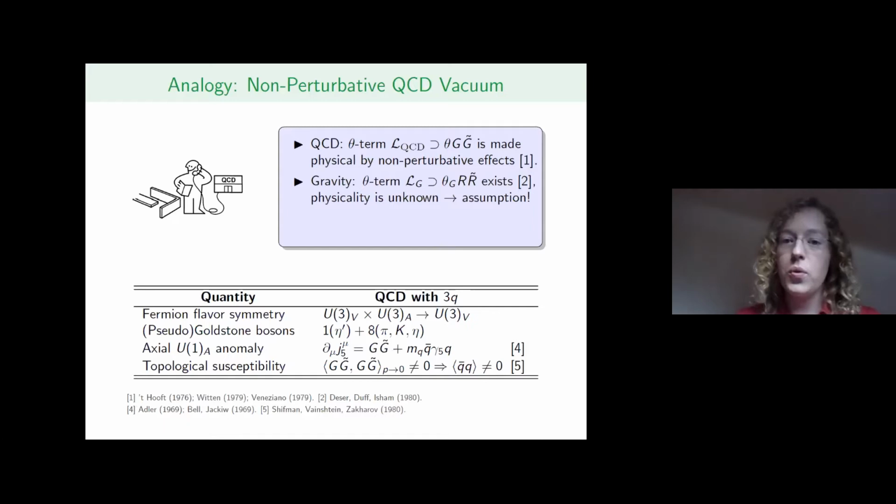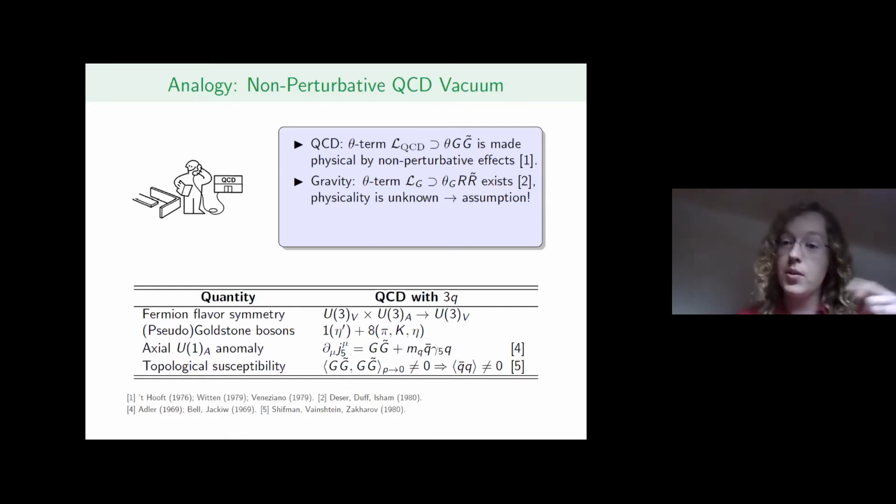and the difference is that in gravity, it's not fully known whether this term is physical or not. And the reason is that just as in QCD, this term is a total derivative, so it might be that we can simply omit it from the Lagrangian. However, also in gravity, we have a lot of non-perturbative effects like gravitational instantons, wormholes, micro black holes, which could in principle contribute to this term.